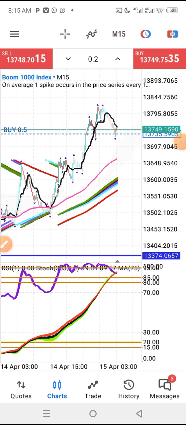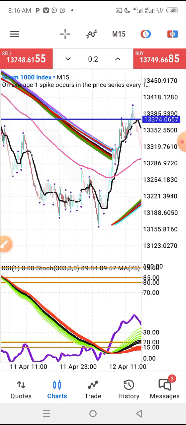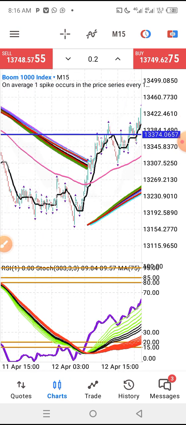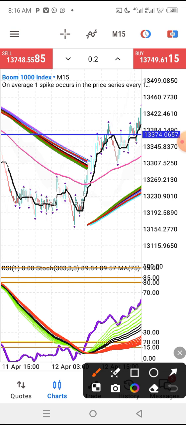So all you need to do is get this setup, then you'll be making money at your convenient time. Even apart from doing this crossover between these two things, you can also watch the crossover between this Ichimoku and this moving average. So they also help you with entry.